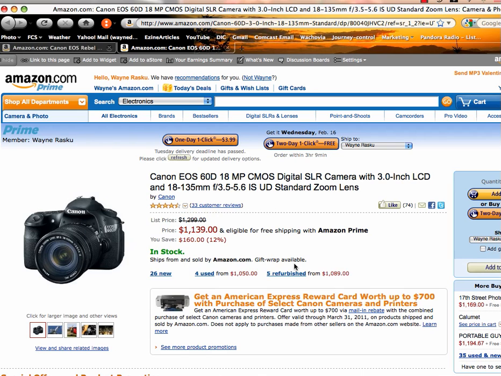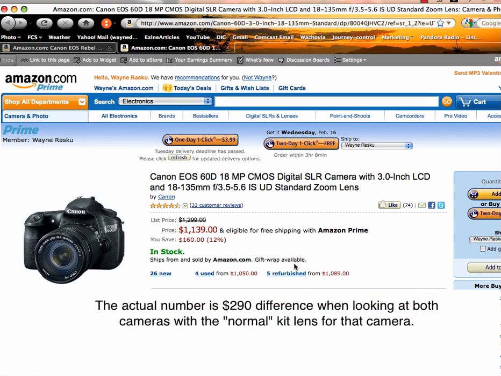My suggestion is, if you're a first-time buyer of a digital SLR, the Canon 60D will suit your needs perfectly, as will the T2i. What you have to decide is is it worth $200 for you to get an articulating LCD screen and the 18 to 135 millimeter lens and stereo sound in your video? Those are the basic differences between these two cameras.